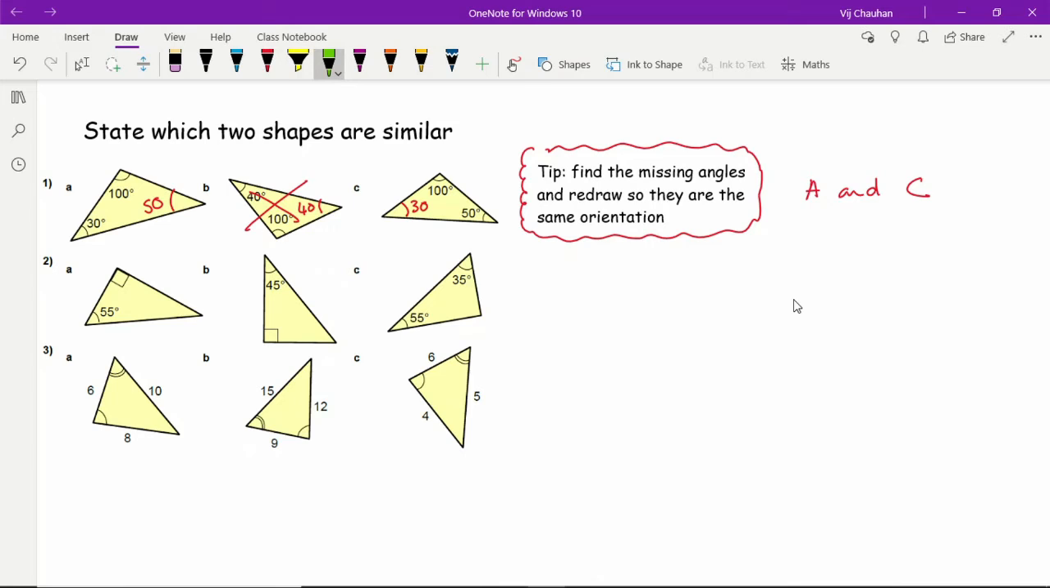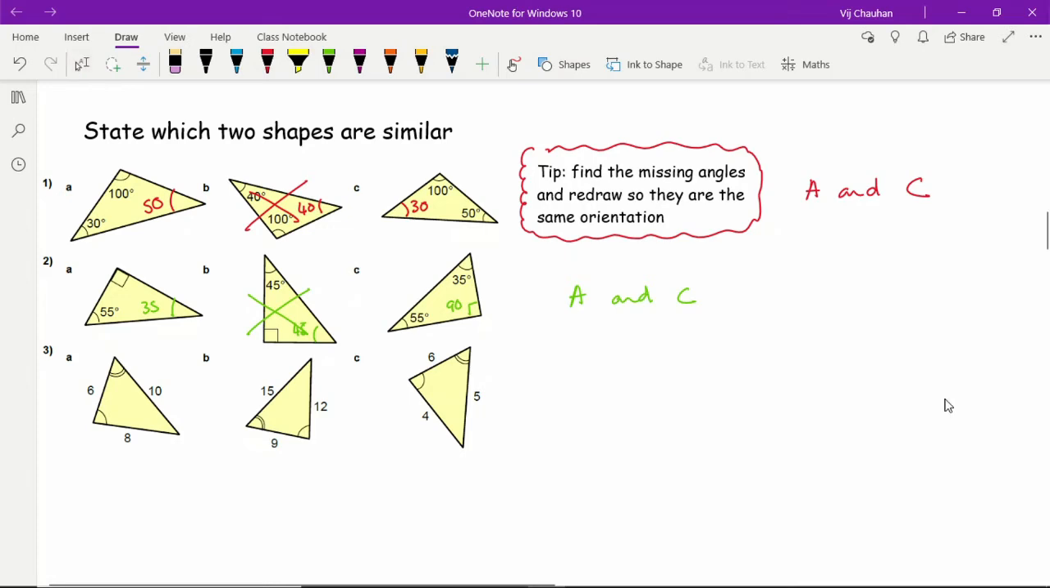For question 2, again, knowing that angles inside a triangle add up to 180, here I'm going to work out and add that up, in which I get 35. Here I'm going to get 45, and here I'm going to get 90. So again, comparing the triangles, I can see that my odd one out is B. So here the answer is A and C. I don't know why I wrote 2. Get rid of that. Say A and C, and obviously if you wrote C and A, that's absolutely fine.